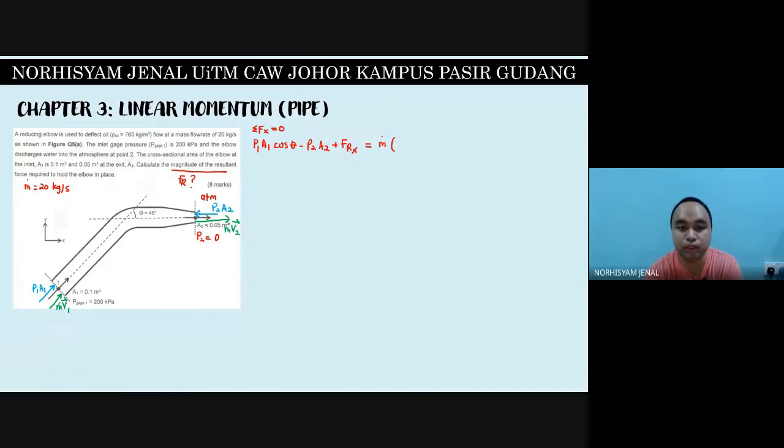So we get v2 going to the right positive, minus, this is operation, okay, remember this is an operation, it is not because of the direction. So now we will control the direction. So the direction here is to the right, so we have positive V1, and remember to put cos theta here, all right. So P1A1 cos theta, P2A2, see here P2 is zero, so this should be equal to zero. So you will have the equation to be FRX equals to m dot V2 minus V1 cos 45 degree minus P1 A1 cos 45 degree.